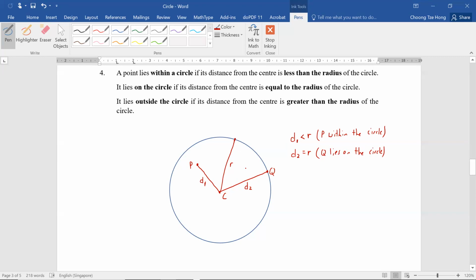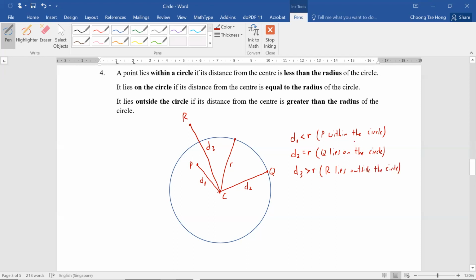Finally, a point lies outside the circle if its distance from the center is greater than the radius. So let's say we have a third point over here. Let me draw a straight line. Let's call this point R, and call this distance D3. If D3 is greater than R, then point R lies outside the circle.